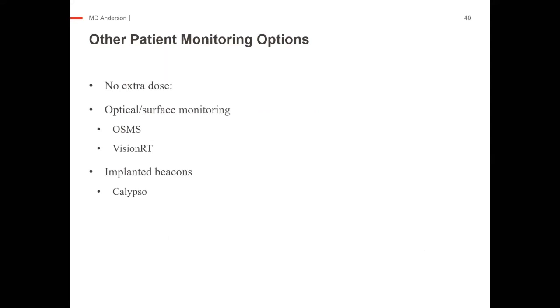There are other patient monitoring options. These kind of tie back into that patient motion again. So there's optical and surface monitoring. So that's OSMS or Vision RT. Implanted beacons like Calypso is more useful for pelvic sites. I think we've pretty much covered them all.